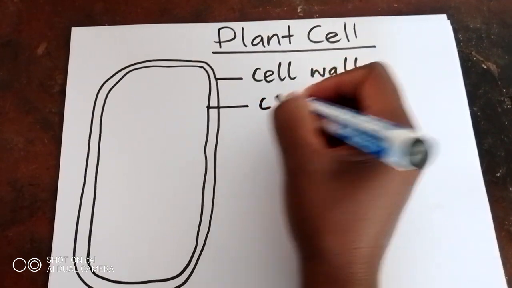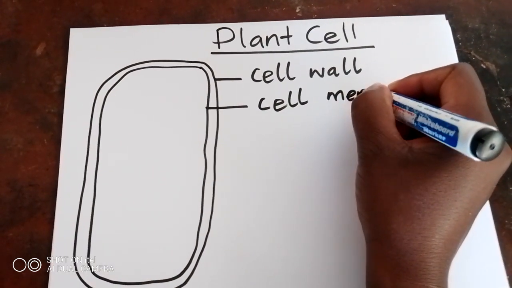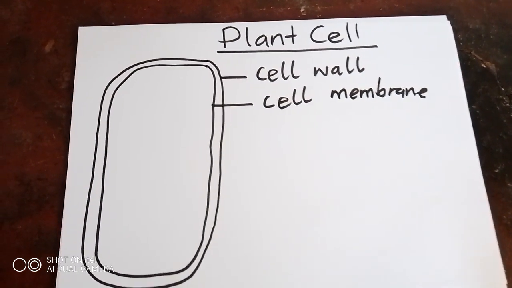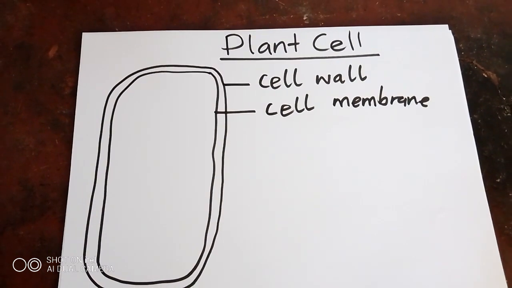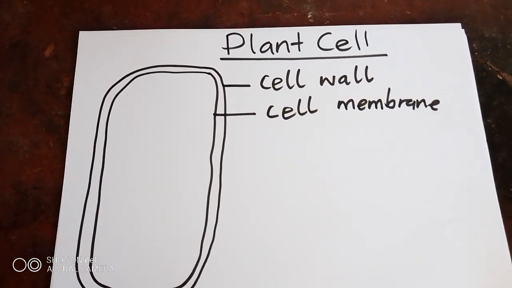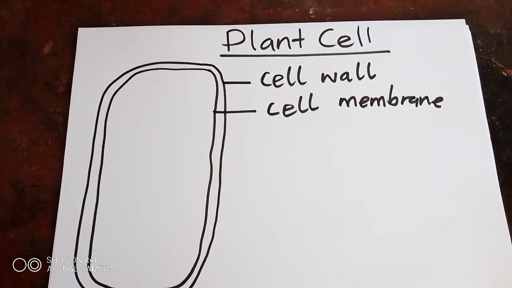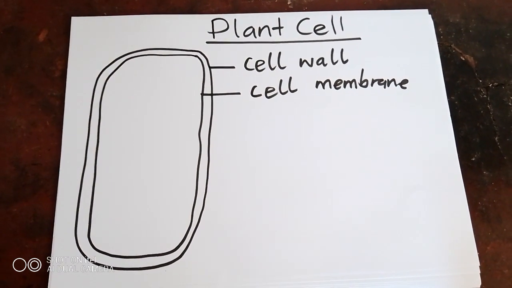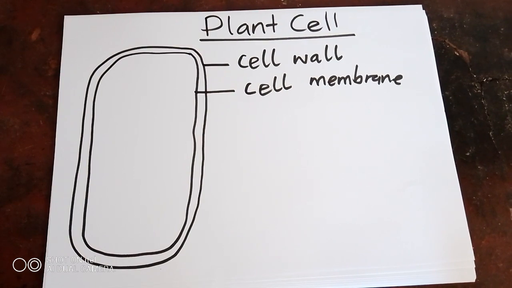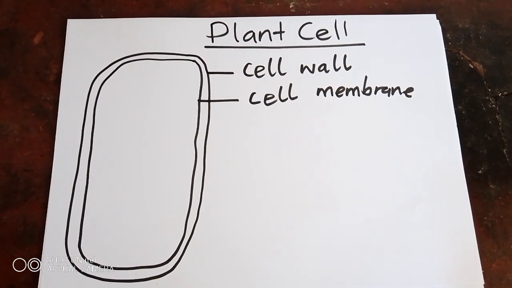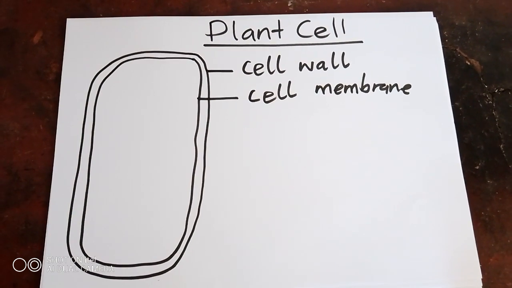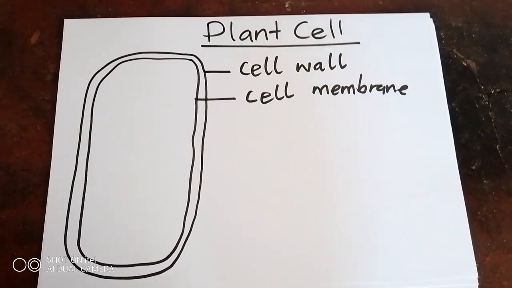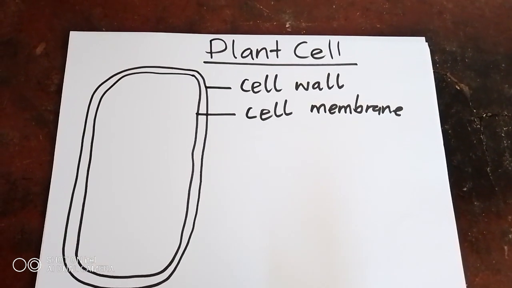The second part that I have drawn is what we call the cell membrane. The cell membrane has the same function as that of the animal cell. And there are some things that we forgot to mention, that we're going to add as we discuss the plant cell. The cell membrane of a plant cell is thin and it is also living. That means there is life in it.